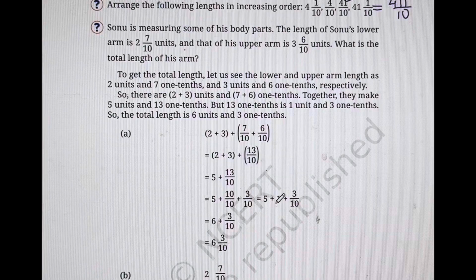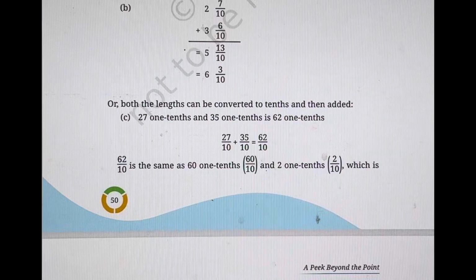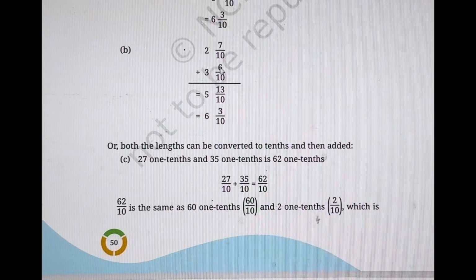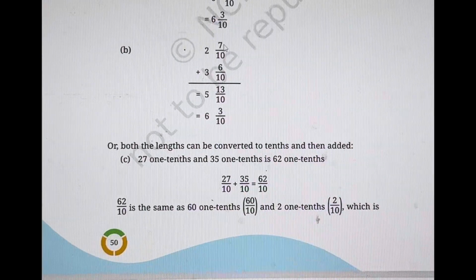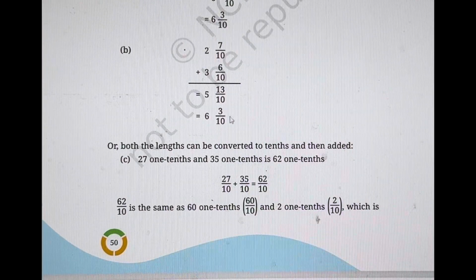Okay. Now this is one way of solving, where we have added the fractional part and the whole part, the unit part, separately. Now let us see another method. Here what have they done? They have written it vertically. Earlier they had added horizontally. So 2 whole 7 upon 10, 3 whole 6 upon 10. So 2 plus 3 is 5, 7 plus 6 is 13, 13 upon 10. Now again this 13 is split into 10 plus 3. So 10 upon 10 becomes 1 whole, that is added over here, and this 3 upon 10 remains, right?